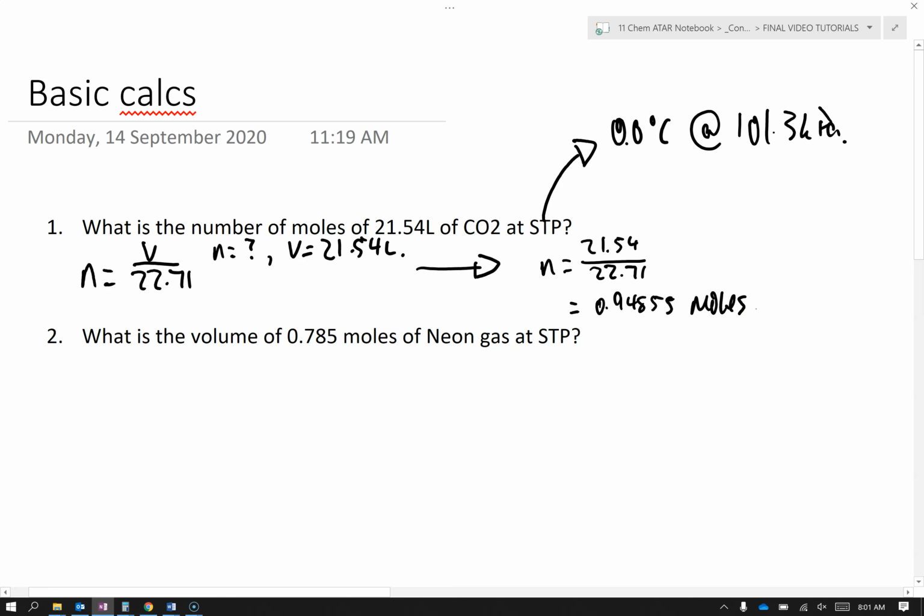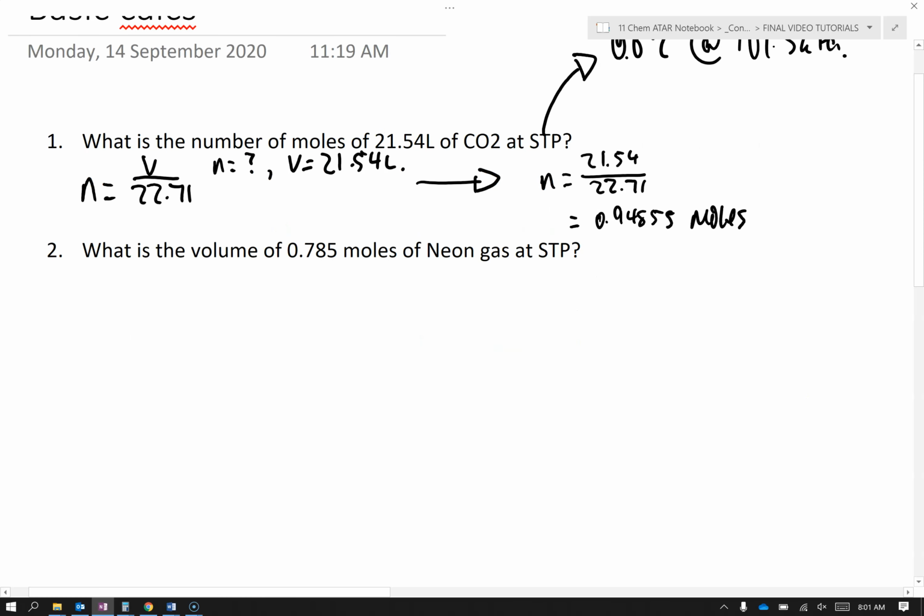Okay, second question. What is the volume of 0.785 moles of neon gas at STP? A reminder, at STP, what's my formula? n equals V on 22.71. Now I hear some of you say, but Mr. Cochrane, we normally write out everything we know and what we don't know before we select a formula. The reason we select the formula first is because this is at STP and we don't want to get our formulas mixed up.